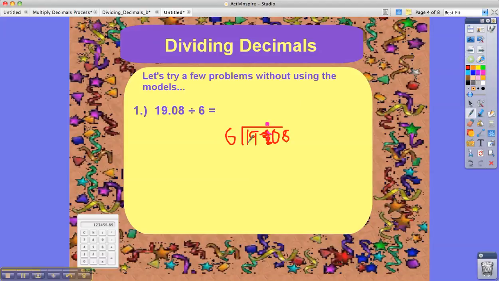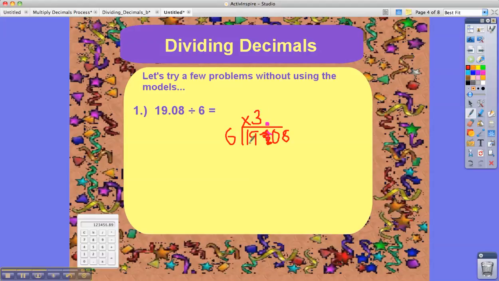6 goes into 1. How many times? No times. This is what I'm talking about. We have to be careful to line this up. So I'm going to put an X here to hold that space, or you could put a 0. Make sure you're not putting a number above that, or you're going to end up getting the wrong answer. So 6 didn't go into 1. Can 6 go into 19? Yes. 6 can go into 19 3 times.